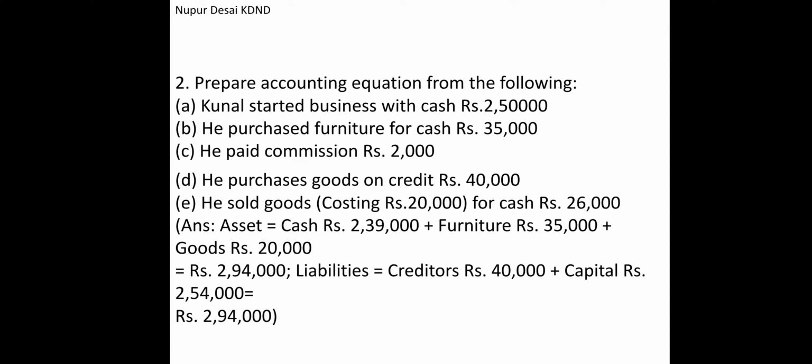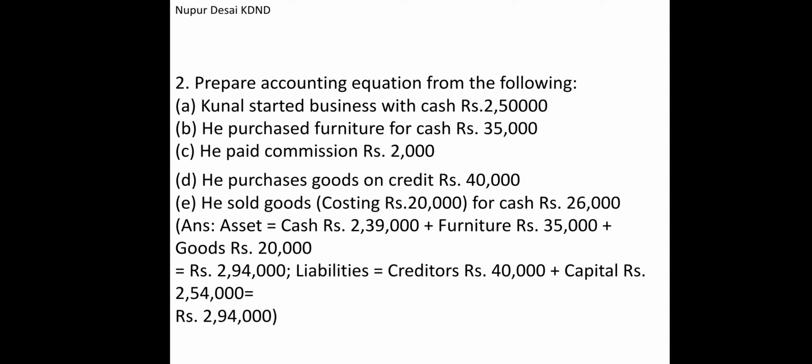Kunal started business with 2,50,000, purchased furniture for cash rupees 35,000. When cash is mentioned, no issues. He paid commission of rupees 2,000. He purchased goods on credit rupees 40,000. He sold goods costing 20,000 for cash rupees 26,000. So this is the question.